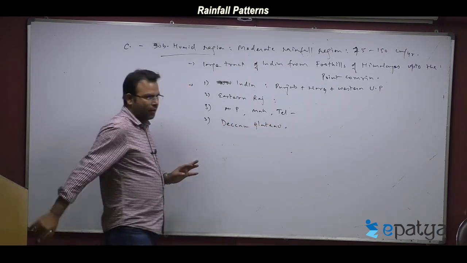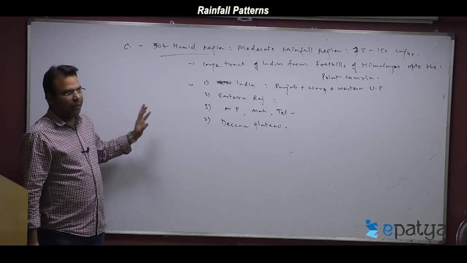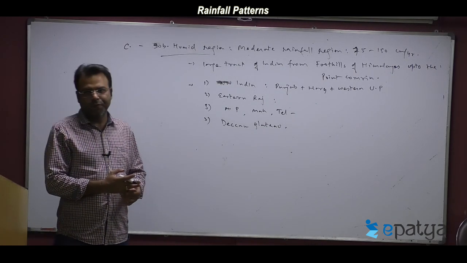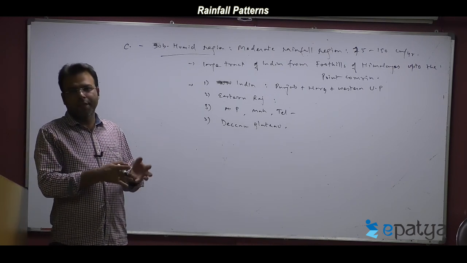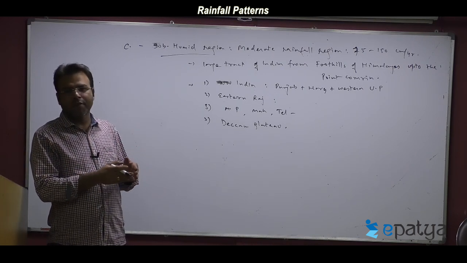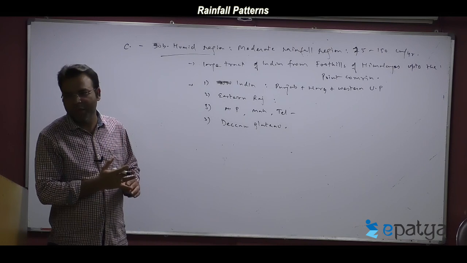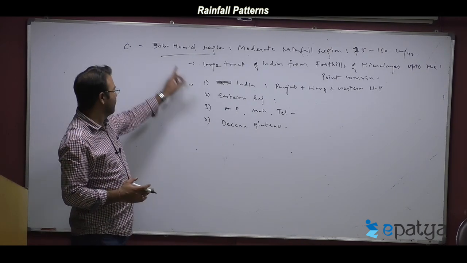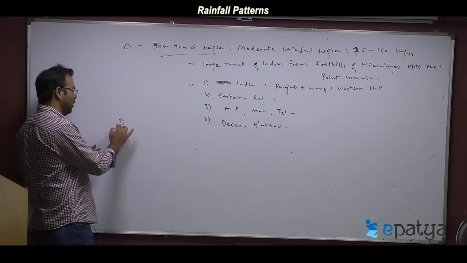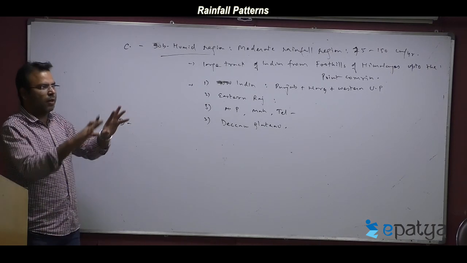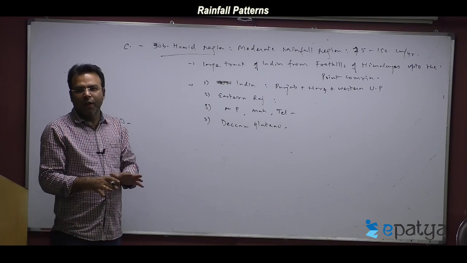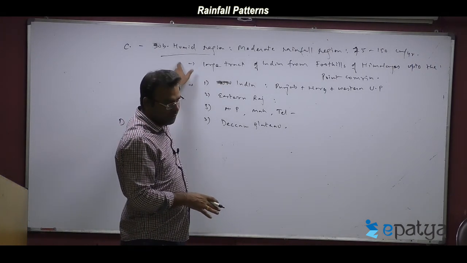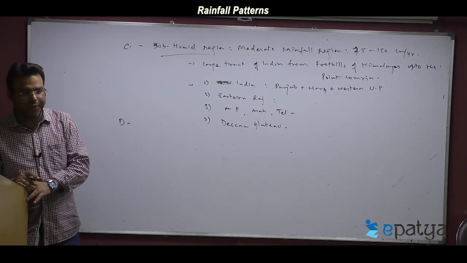Deccan Plateau means peninsular India. But within the peninsular India, if you go to the interiors, the region will become D type. Within the Deccan Plateau, there are regions which are D type. Now, coming to the next part: among A, B, C, D, E, which covers the largest area geographically? The answer is C type. It covers the largest tract.